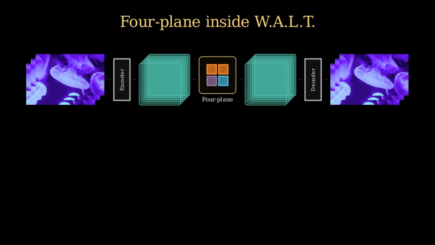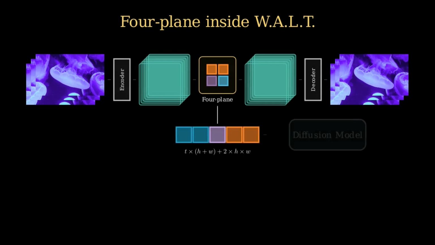To empirically test this hypothesis, the authors integrated four-plane into WALT, a state-of-the-art latent diffusion framework. First, the video is passed through a MAGVIT V2 3D convolutional encoder to produce continuous latent tokens. Crucially, the authors did not redesign the core architecture.